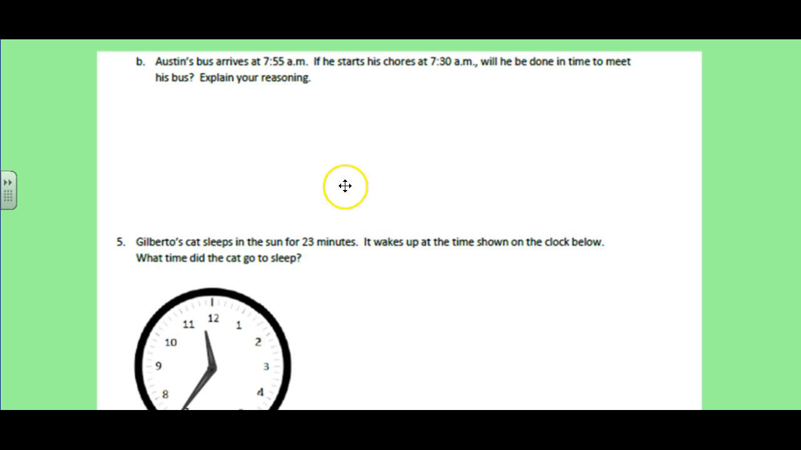So moving on to the back side, part B, it says Austin's bus arrives at 7:55 a.m. and he starts his chores at 7:30. So will he be done in time to meet his bus?